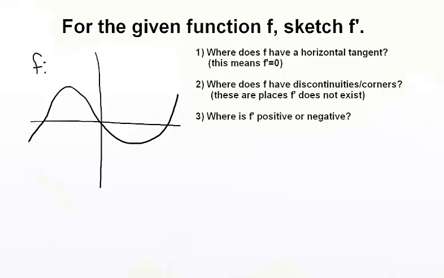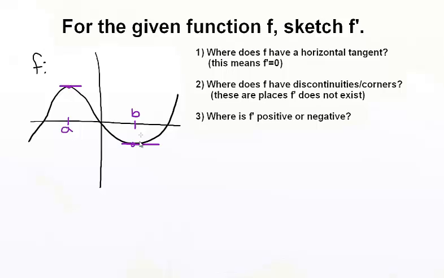So here's our second example, and we have another graph of a function f, and we're going to go through the same 3 steps to figure out our graph of f prime. So our first step, where does f have a horizontal tangent? There's going to be 2 places on this graph where we have a horizontal tangent, one right there and one right there. So we'll label those points A and B.